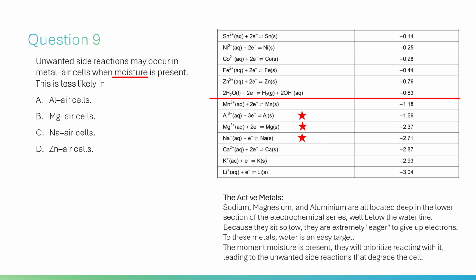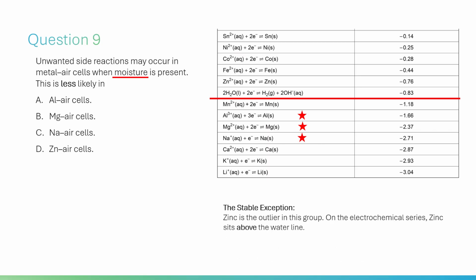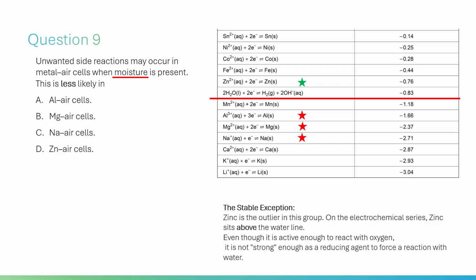The stable exception. Zinc is the outlier in this group. On the electrochemical series, zinc sits above the water line. Even though it is active enough to react with oxygen, it is not strong enough as a reducing agent to force a reaction with water.